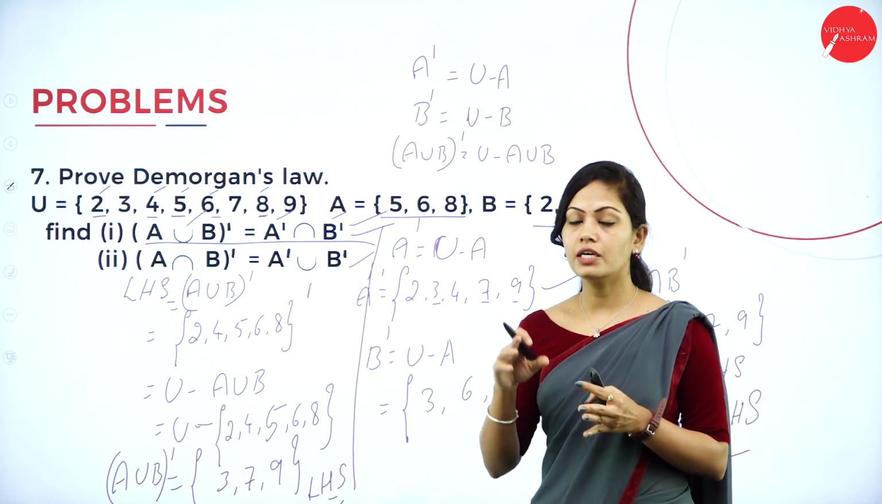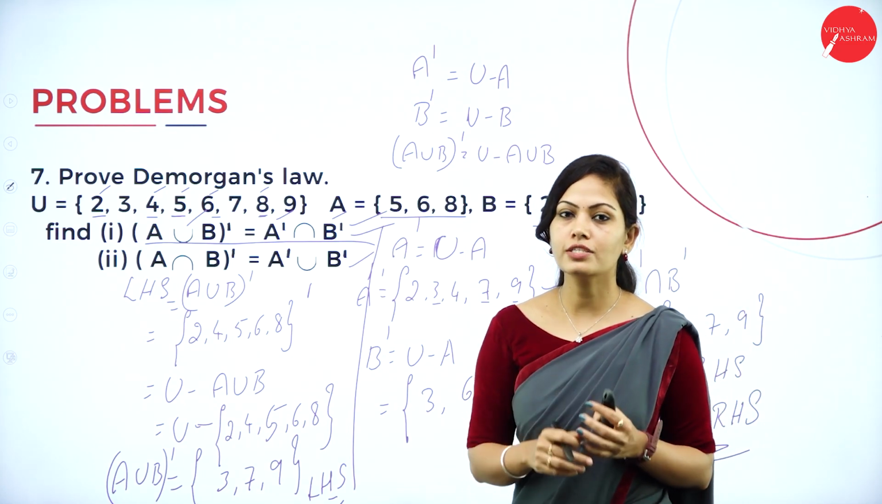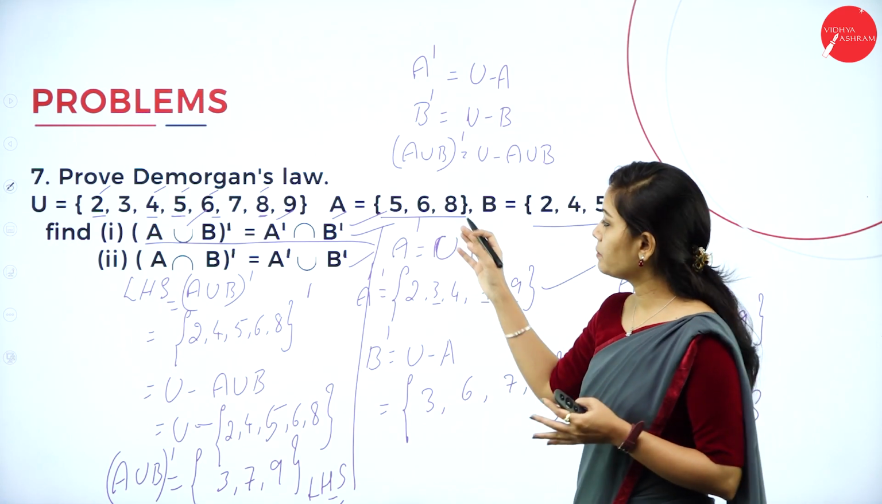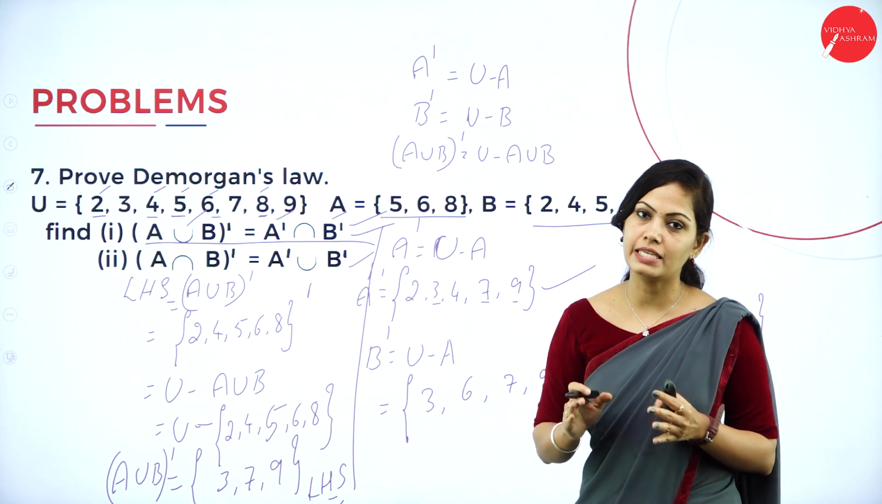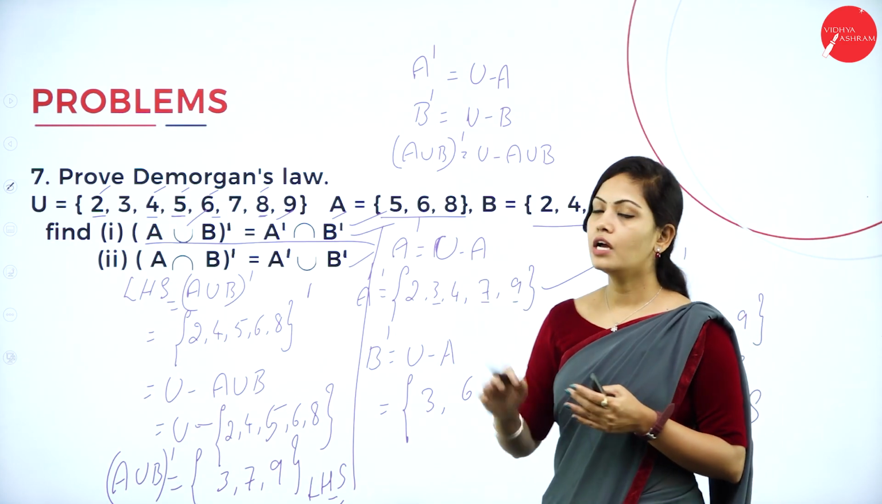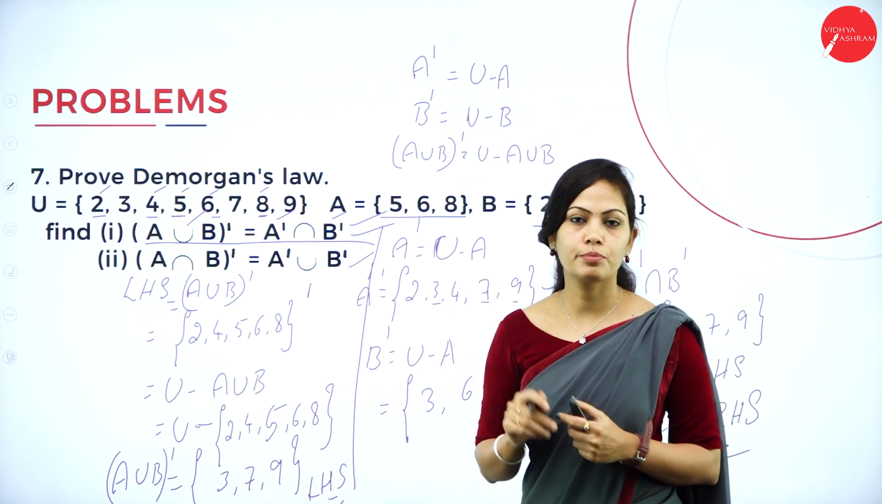So today we learned the problems on laws of set theory. Using the set elements of A, B, C, you can easily prove the laws of set theory. So this is called laws of set theory and problems.